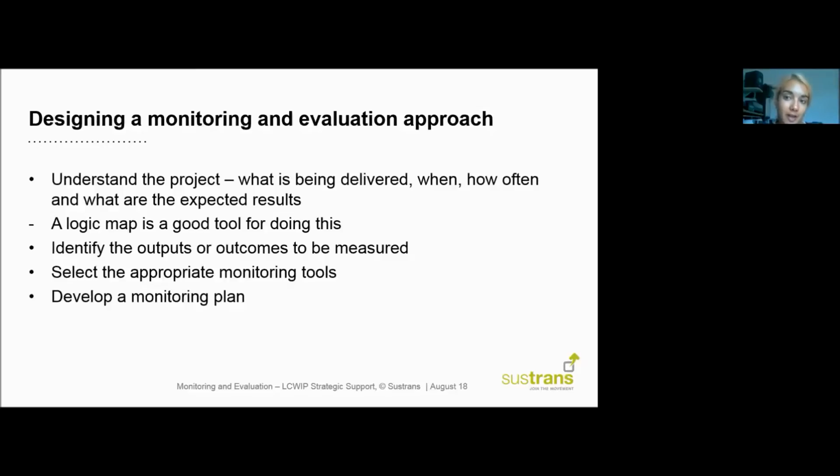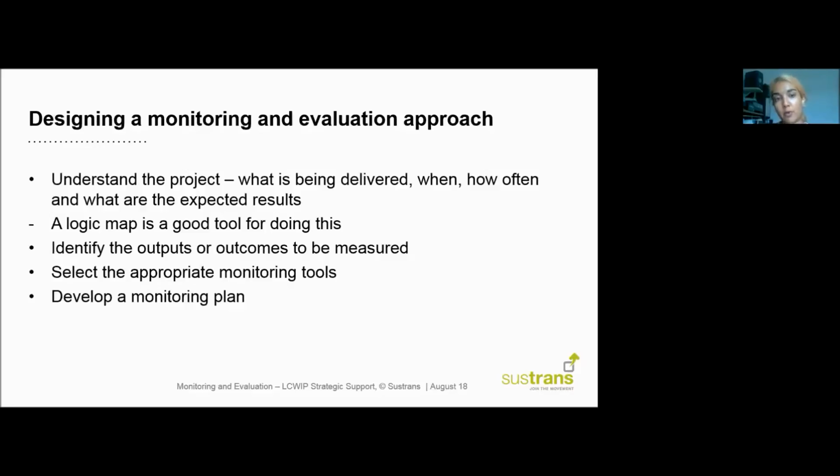Designing a monitoring and evaluation approach. So as an overview, these are, I guess, four key steps that structuring an approach would go through. The first and primary step, which is probably the most important, is to understand what the project is. So what is being delivered, who is the target audience, how often are the interventions being delivered, and what are the expected results. So it's really important to understand the context of the project delivery and the specific activities.